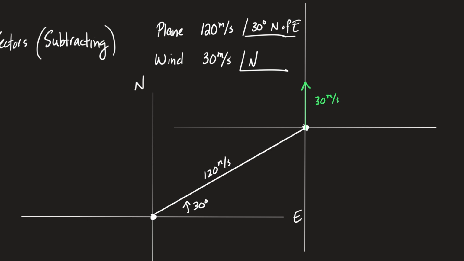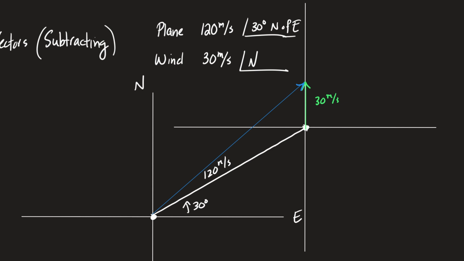Now your resultant is the combination of the plane's vector and the wind's vector. So for this problem, the resultant vector starts here, ends here. This is our answer. So this is going to represent the speed and direction the plane actually moved relative to the ground.